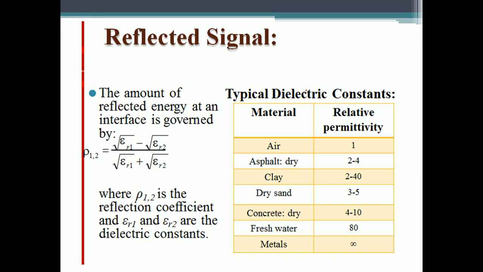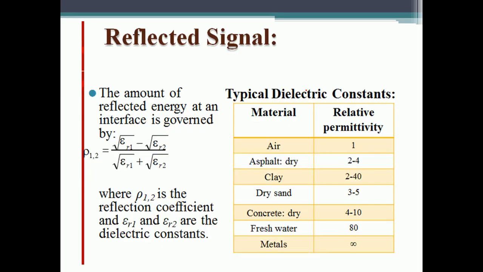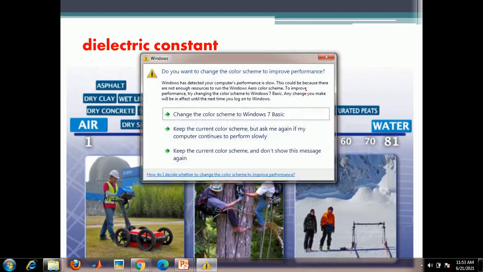You can observe here, for air the dielectric constant is 1, and for water it is 81. This is required for the reflected energy calculation. So these dielectric constants are required for reflected energy. Whenever electromagnetic waves hit any surface, in order to find out the reflected energy, we need these dielectric constants. Here different dielectric constants have been shown for air, wet sands and water.